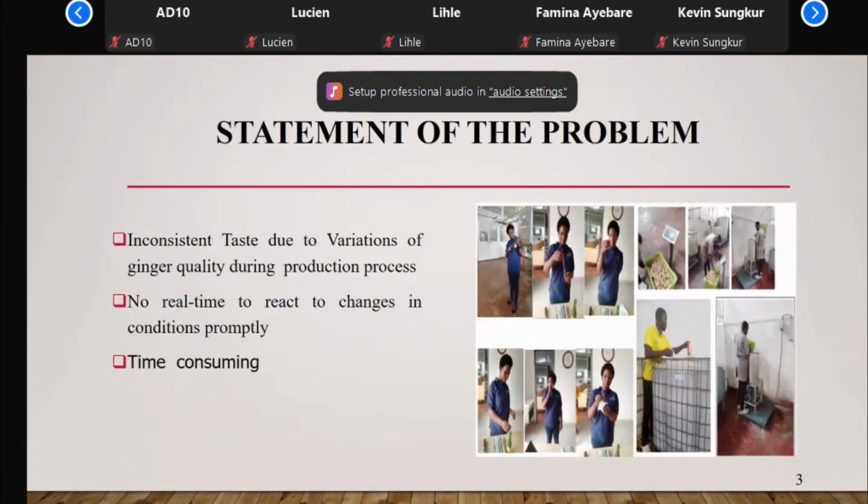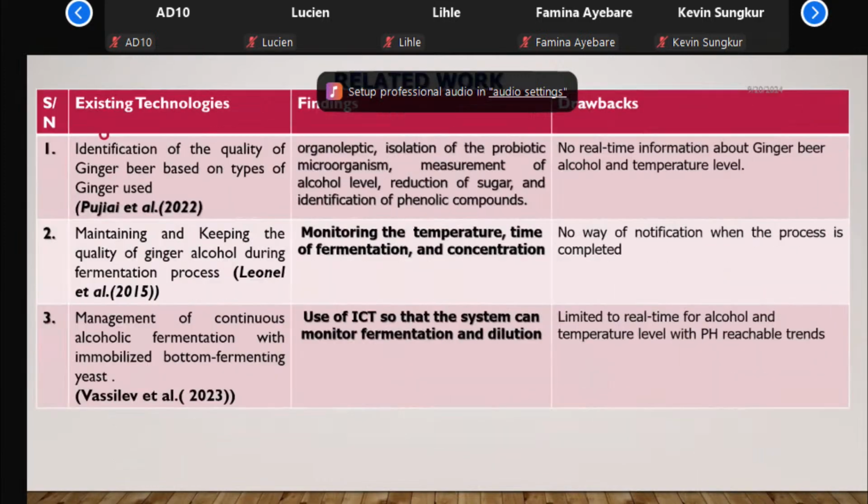However, there is still a problem in producing consistent taste due to the variation of quality of ginger. And also there is no real time way to react to the change in case it is needed. Also, some beverage industries recruit a person who needs to go into the fermentation room and keep checking the status of the beer, which takes time. Some related work has been done trying to solve these issues, but they do not cover all angles. That's why I come with this solution.